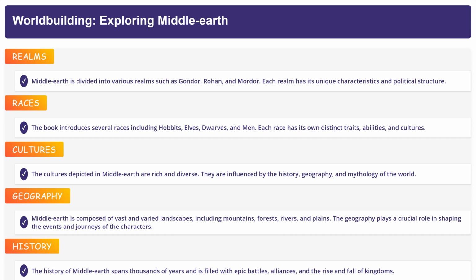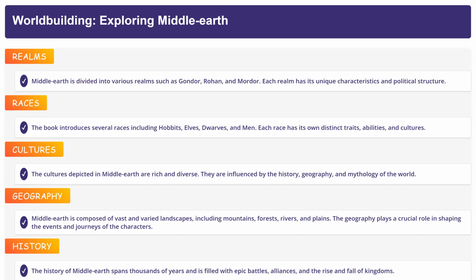Moving on to the cultures, they are rich and diverse in Middle-earth. They are heavily influenced by the history, geography, and mythology of the world. Speaking of geography, Middle-earth is composed of vast and varied landscapes, including towering mountains, enchanting forests, meandering rivers, and sprawling plains. The geography plays a crucial role in shaping the events and journeys of the characters.